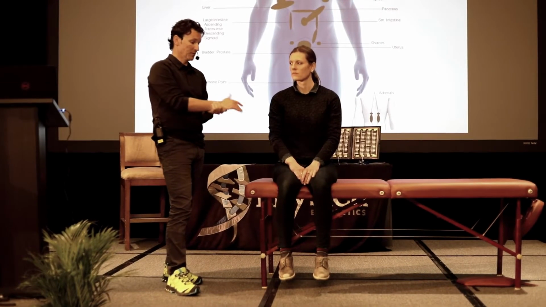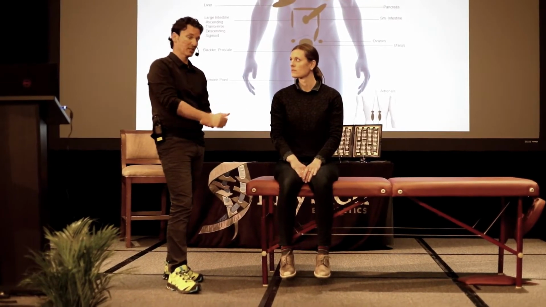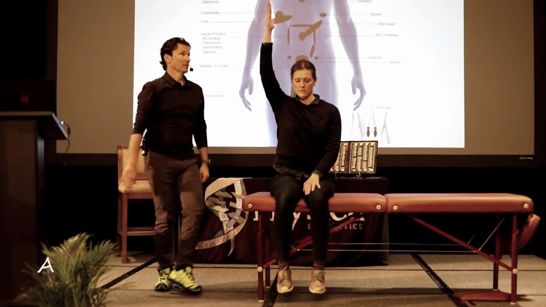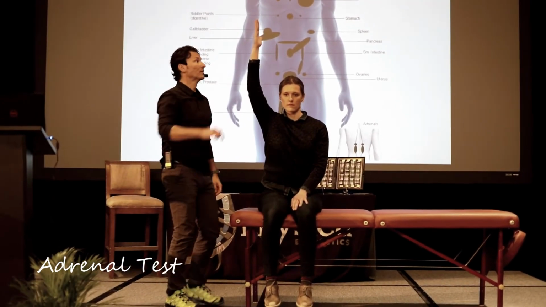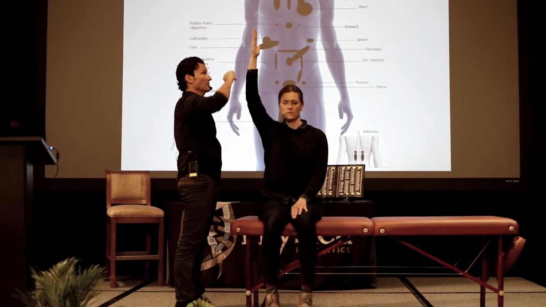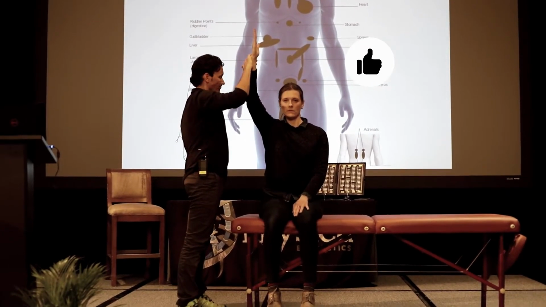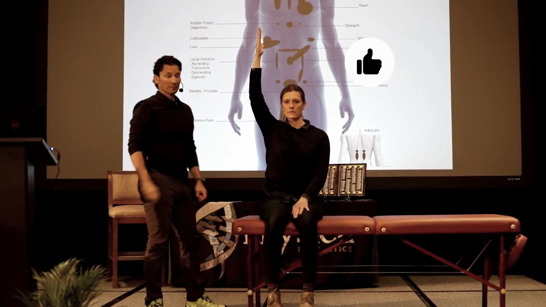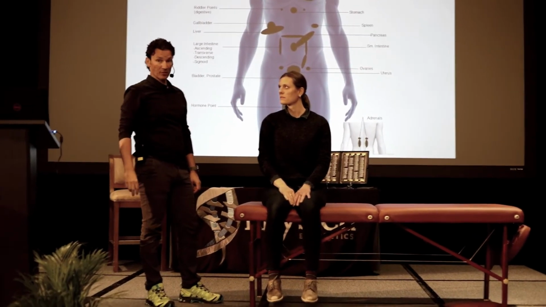Okay. Another test in this position that's quick and easy, arm above your head. This is a gateway adrenal test. All we're going to do is pull the arm forward and the patient's going to resist. Best you can. Go. No problem. No weakness, no issue.